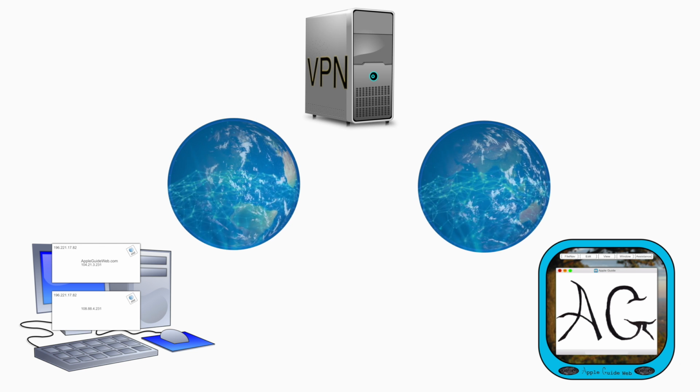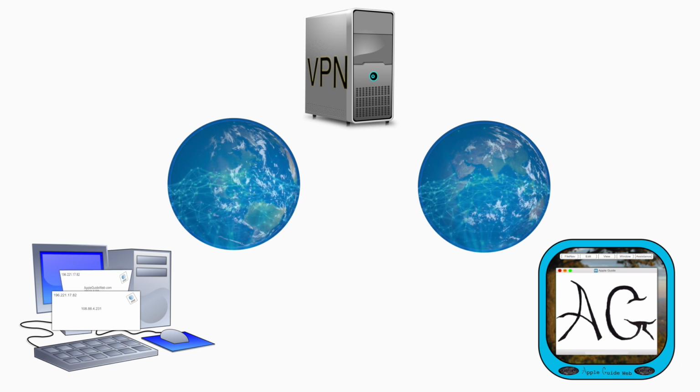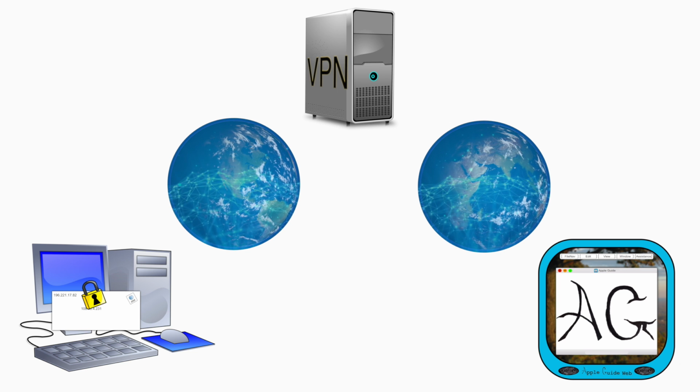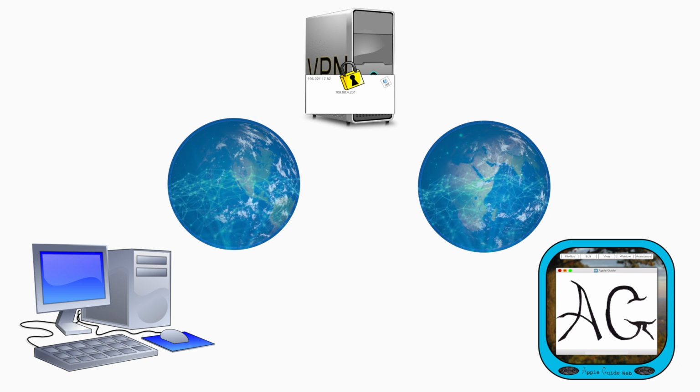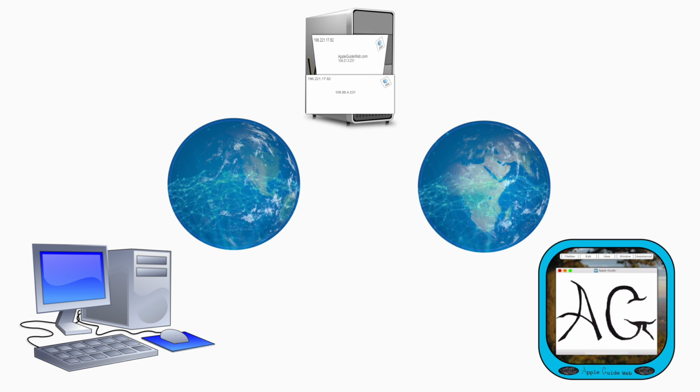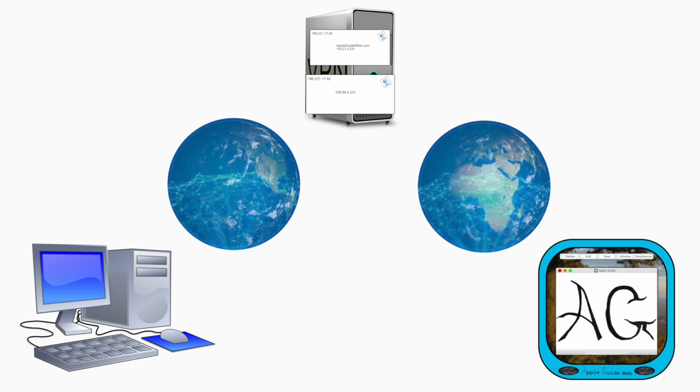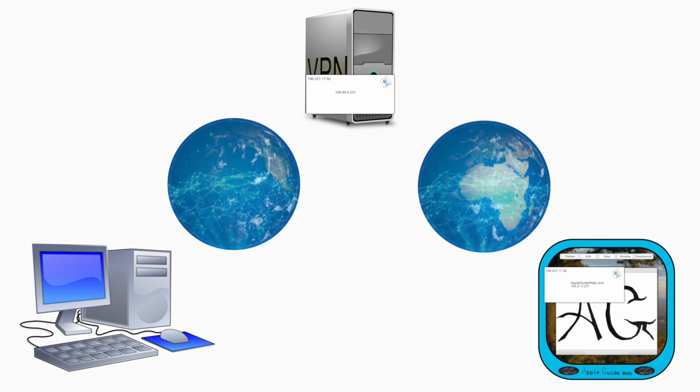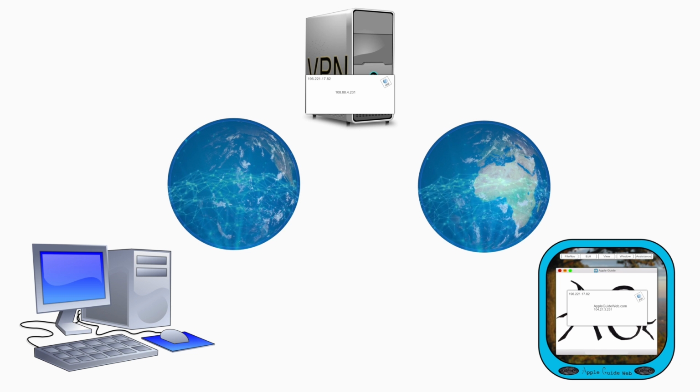Think of it this way. Your envelope to appleguideweb.com is in another locked envelope that's sent to the VPN provider. Once it reaches a VPN provider, they open that letter that was sent to them, see your letter, and forward it to its location, in this case, appleguideweb.com.